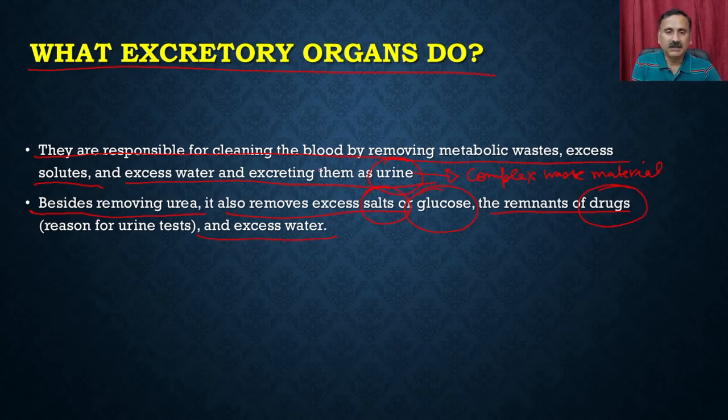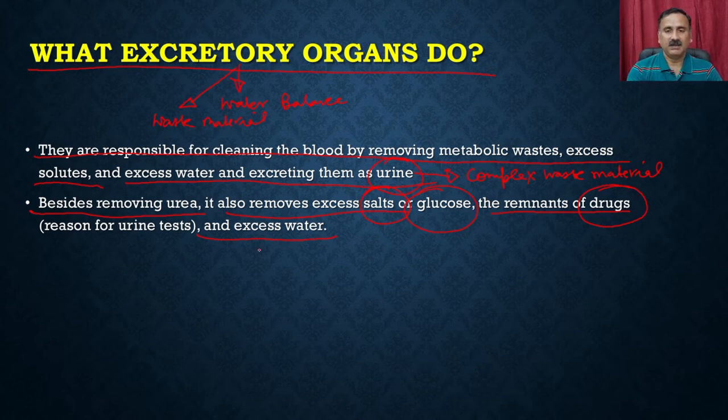Okay, so basically excretory organs have the major role of maintaining water balance, and they also have a role in the removal of the waste material. Waste material in terms of the urea, and maintaining the water balance in terms of removing the excess salt, glucose and the excess water.